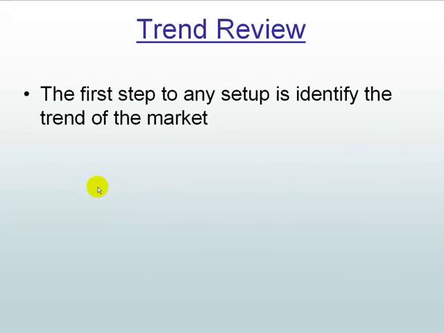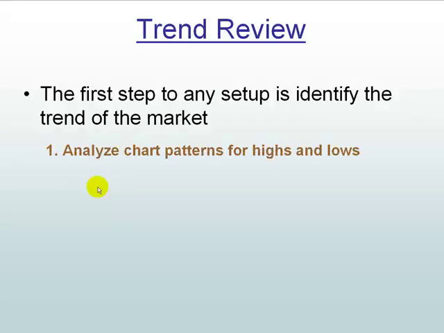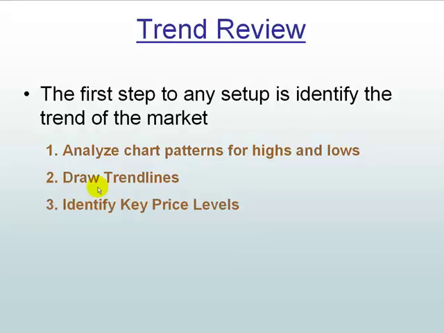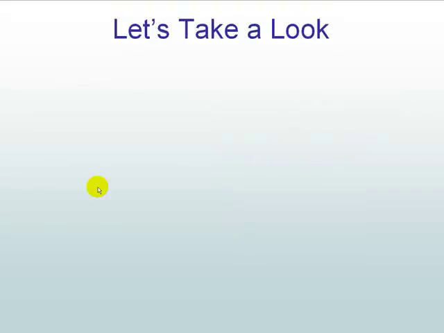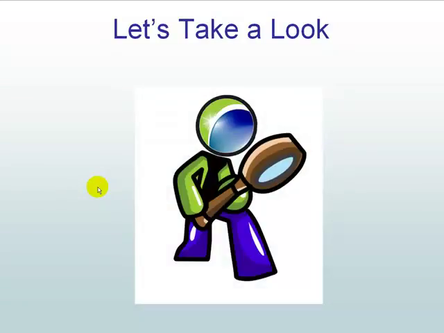So to review, the first step in any trading plan, the first step to get into any trade or any setup to enter the market, is to identify the trend of the market. You want to analyze chart patterns for highs and lows, draw trend lines, identify key price levels, and use technical indicators to help you identify which way the market is moving. So let's pull up a couple of charts and put on some of the indicators and setups that we just talked about.